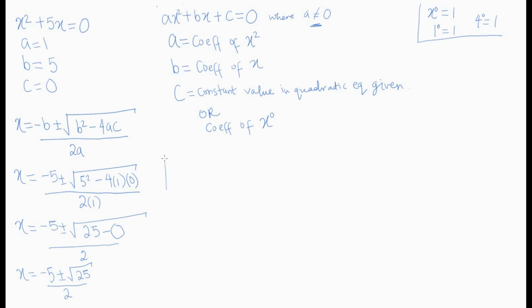So next we continue here. x equals -5 plus or minus the square root of 25. We know that to be 5, so we don't have to write that again. We just put 5 here, and then we write over 2.